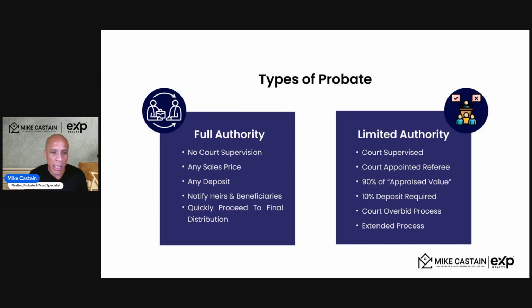And again, I'm using real estate specifically throughout this presentation. If the seller, the estate, and a buyer agree on a sales price, any agreed upon sale price is okay and does not require court approval. And likewise, any deposit received and agreed upon by the estate is okay, as long as all the heirs and beneficiaries are notified through the appropriate court documentation. Everything is okay to proceed.